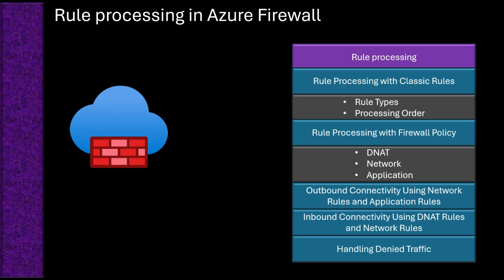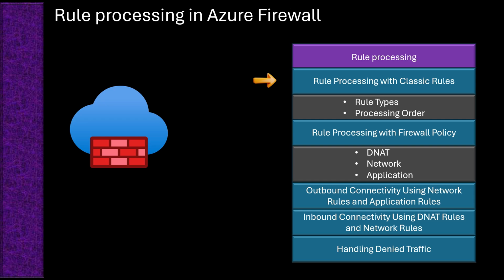Rule processing in Azure Firewall involves the configuration of NAT, network, and application rules to control network flow. By default, Azure Firewall denies all traffic unless specific rules are manually configured to allow it.